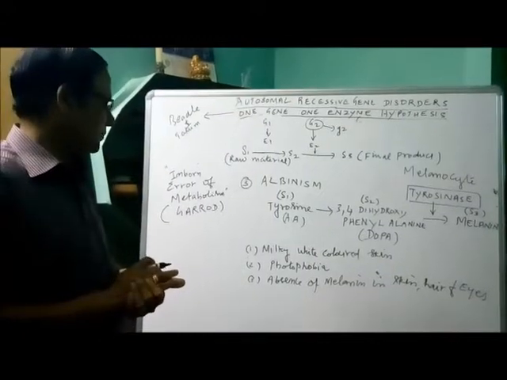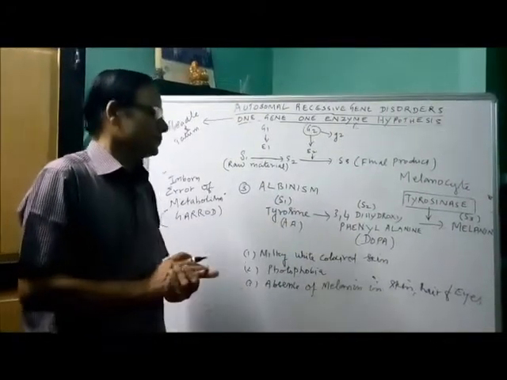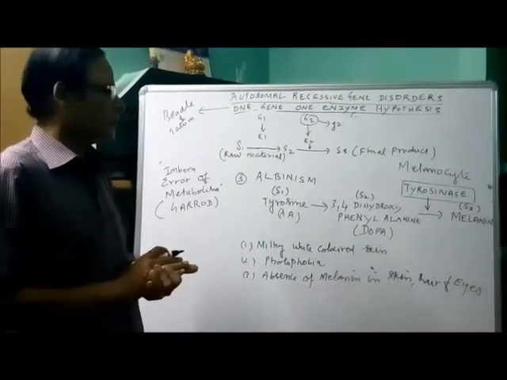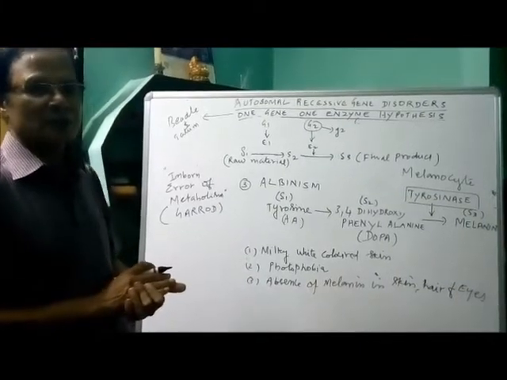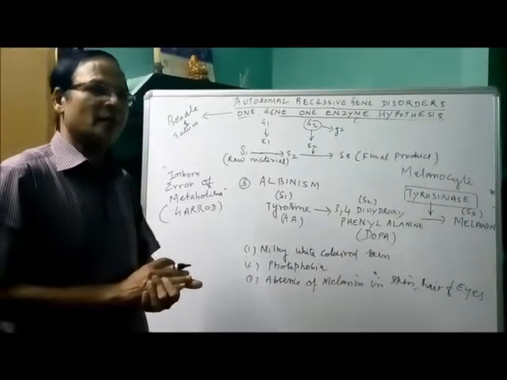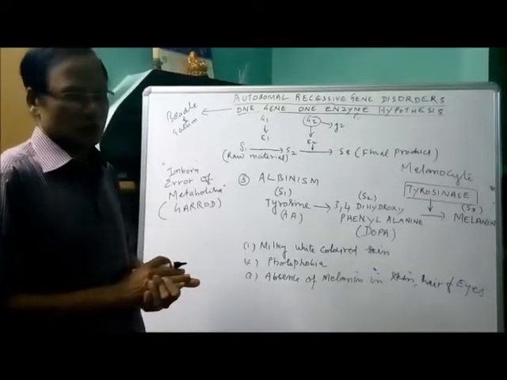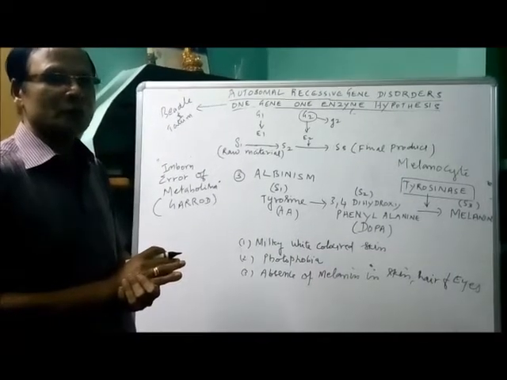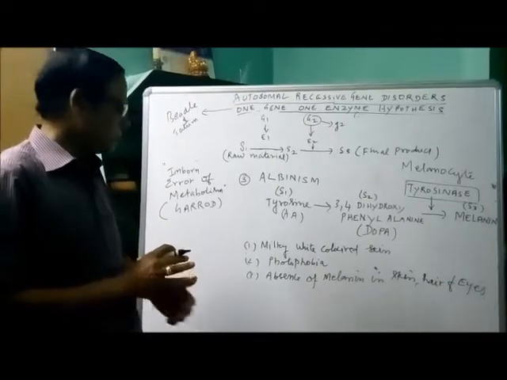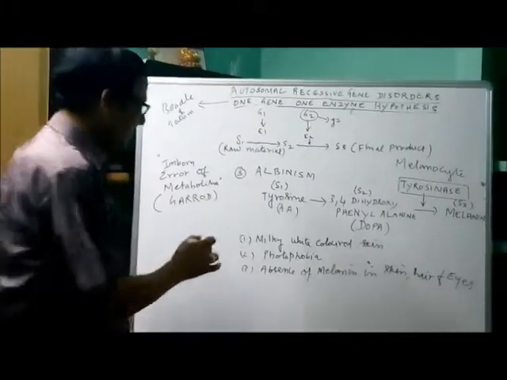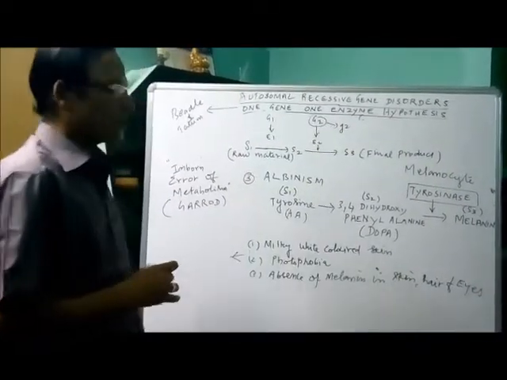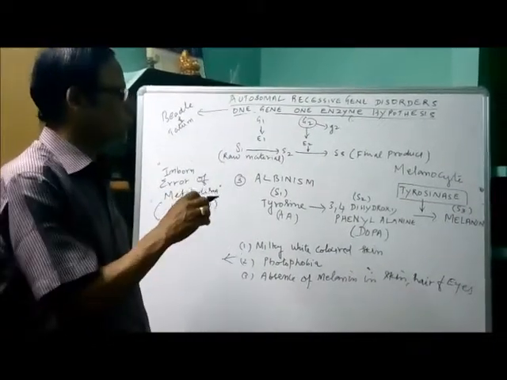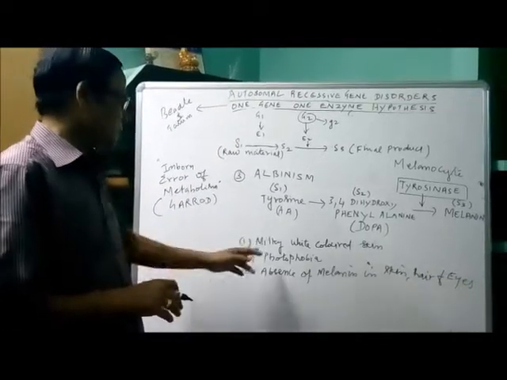Now, what are the symptoms? Milky white colored skin, that's called albinism. Photophobia. Normally the melanin pigment is present in the skin, hairs and eyes, that is, in the choroid coat. When the pigment is absent, the person is unable to see objects in bright sunlight. They are abnormally sensitive to light. That condition is called photophobia, because of the absence of melanin pigment in the choroid coat of the human eye.